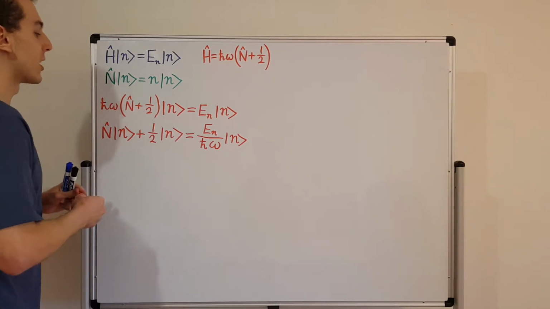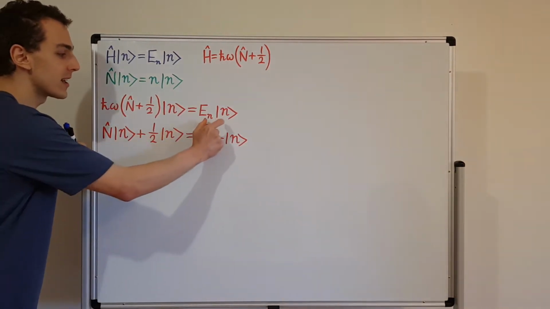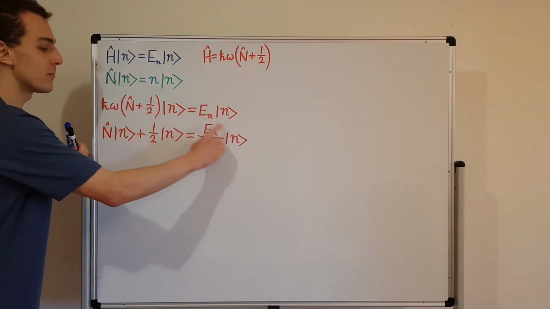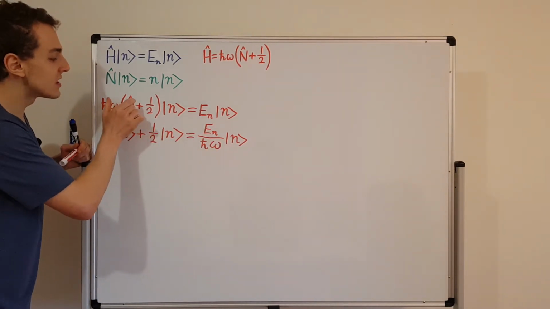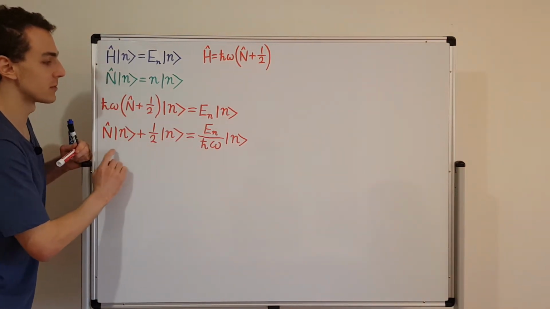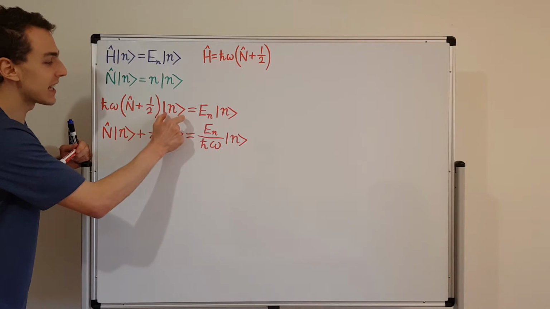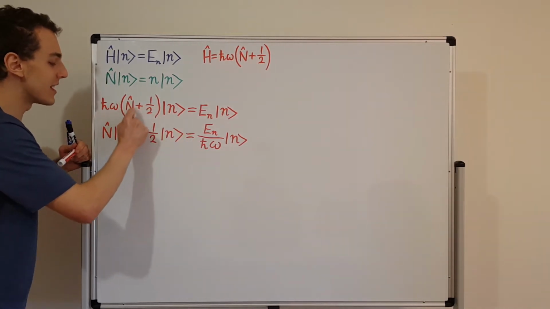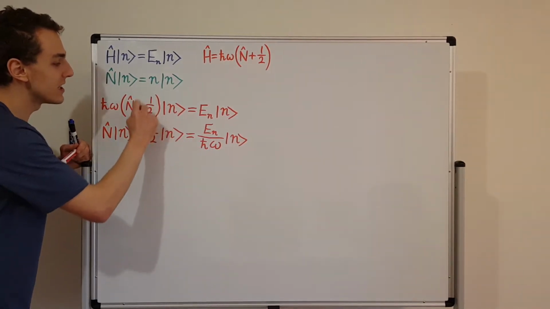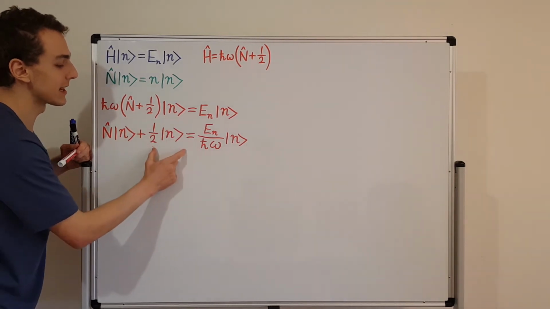So can you see what I've done here? I've just moved this h bar omega to the other side. I've divided both sides by that factor. So that's given me this. And then I've split this term into two separate terms. I've distributed this ket inside. So now the number operator is acting on the ket, and this factor of 1/2 is multiplying the ket.